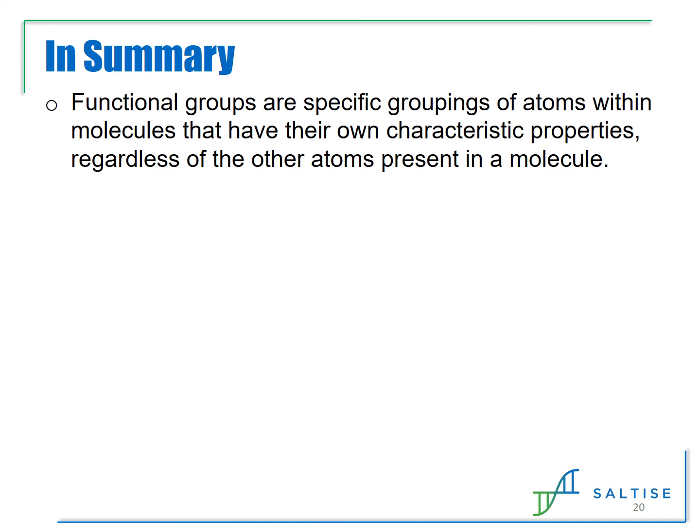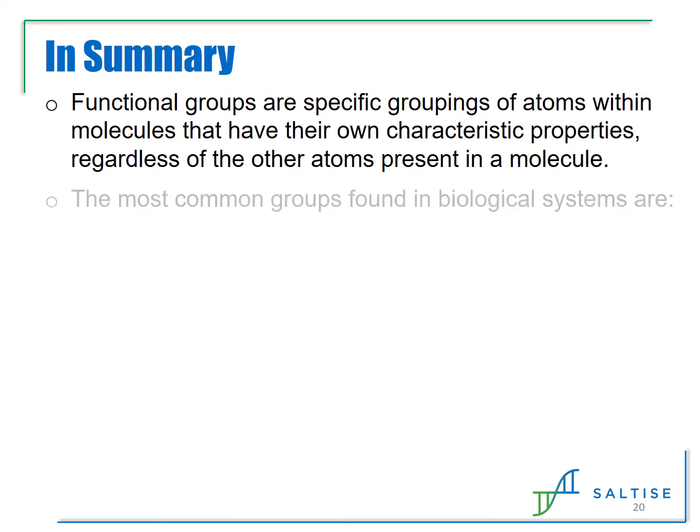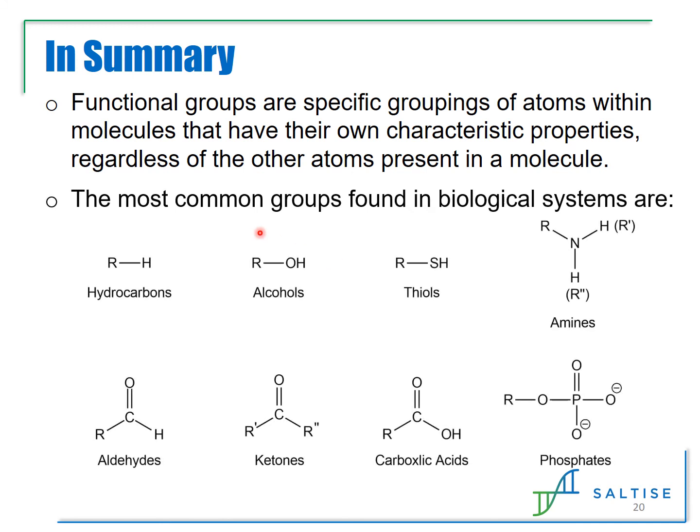In summary, functional groups are specific groupings of atoms. They have predictable physical properties and will undergo similar chemical reactions regardless of the other atoms present in the molecule. The most common groups found in biological systems are hydrocarbons, alcohols with the hydroxyl groups, thiols, amines, aldehydes, ketones, carboxylic acids, and phosphates. See if you recognize any of these functional groups whenever you come across a biomolecule.